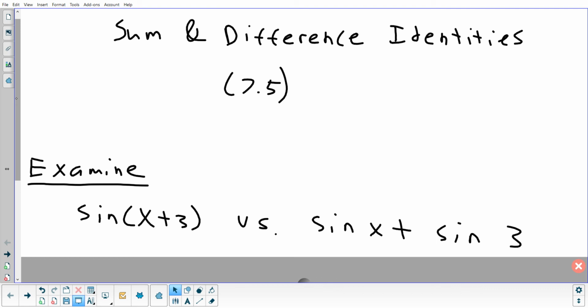I think they're the same because it's just the distributive property. Okay, so I guess that would be kind of the question. Can you distribute sine? Let's think of it from a transformation perspective. What's happening to the sine of x function here? What's the plus 3 doing to the one on the left?